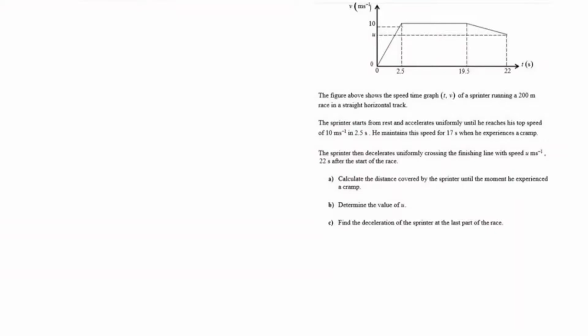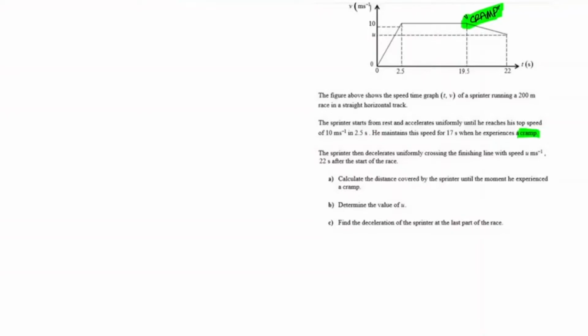The sprinter starts from rest, so starts from zero velocity, and accelerates uniformly until he reaches his top speed of 10 meters per second, and that takes 2.5 seconds. He maintains that speed for 17 seconds, so that takes us up to 19.5 seconds, when he experiences a cramp. So he's got muscle pain while he's running, and that's affecting the speed that he's running. We're told that he then decelerates uniformly, crossing the finishing line with a speed of u meters per second, and that's 22 seconds after the start of the race.